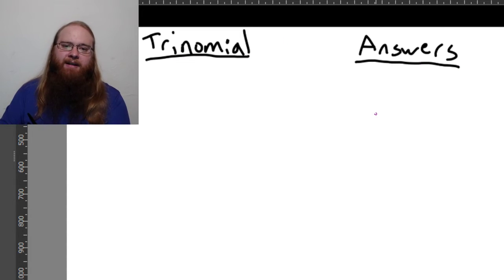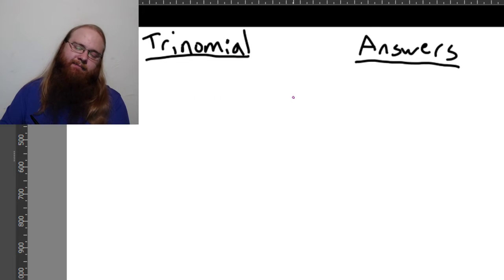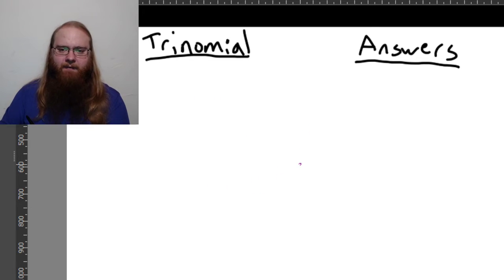So, what we're going to have is we're going to list every combination of trinomial we can get. Positive, positive, negative, positive, positive, negative, and negative, negative. And we're going to talk about what that means with our answers.